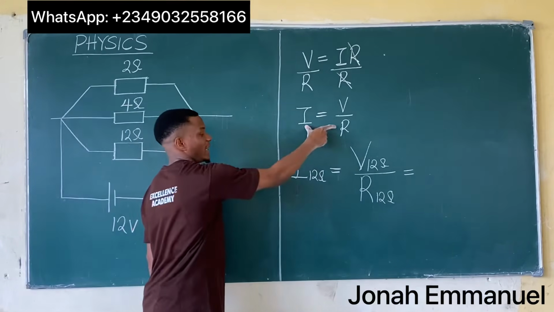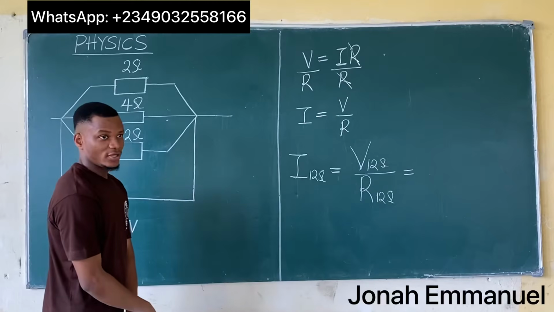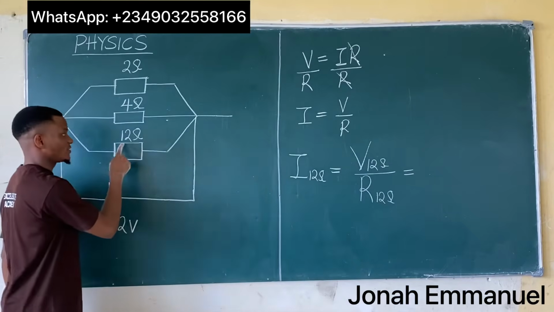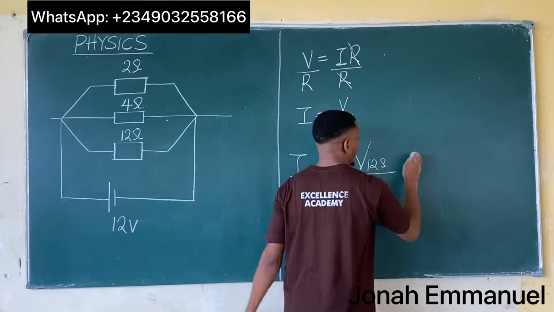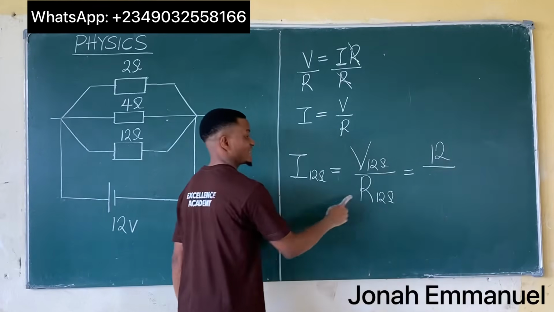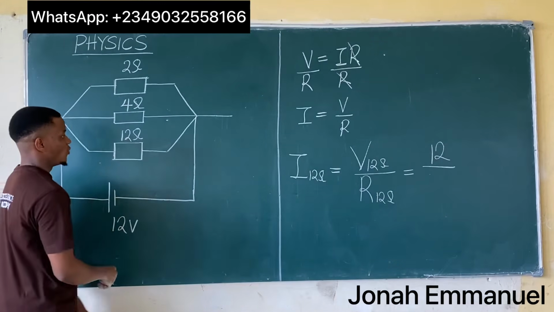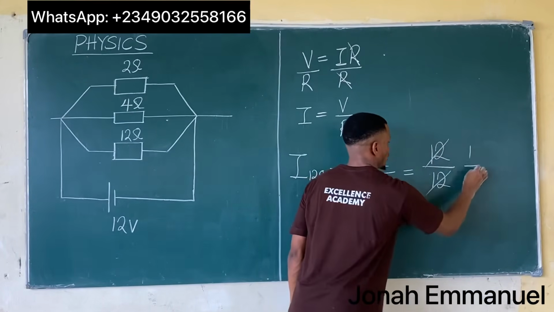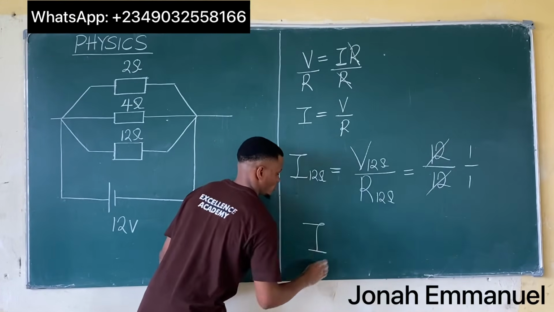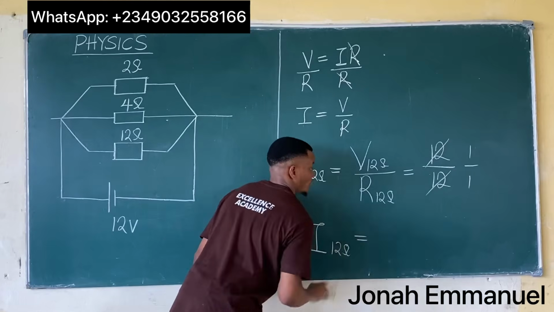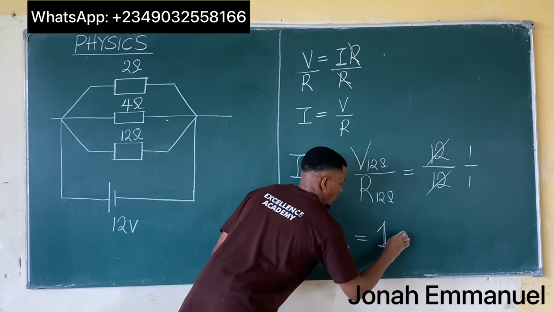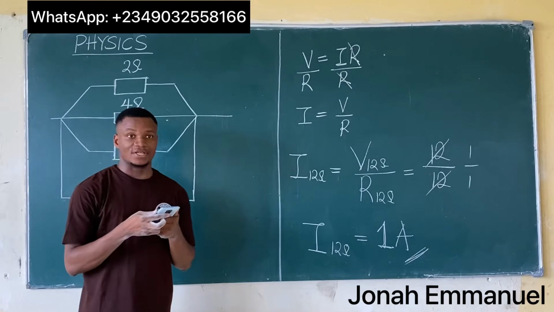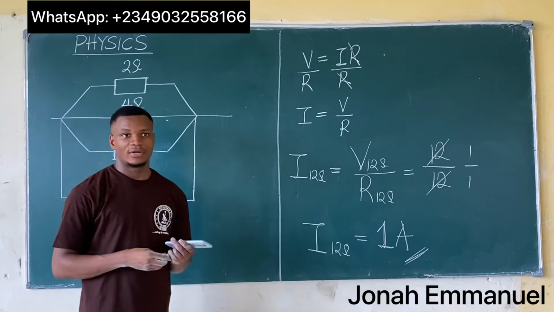Alright, so you express this formula in terms of the 12 ohm resistor. Since we said the same potential difference, or the same voltage, flows across each of them, then V12 is equal to 12 volts all over the resistance of the 12 ohm resistor, which is 12. So 12 here, 12 here, 1 all over 1. Hence, the current flowing through the 12 ohm resistor is 1 ampere. So the answer is 1 ampere, and this is option D, 1.08. So that's your answer. This is how you solve this.